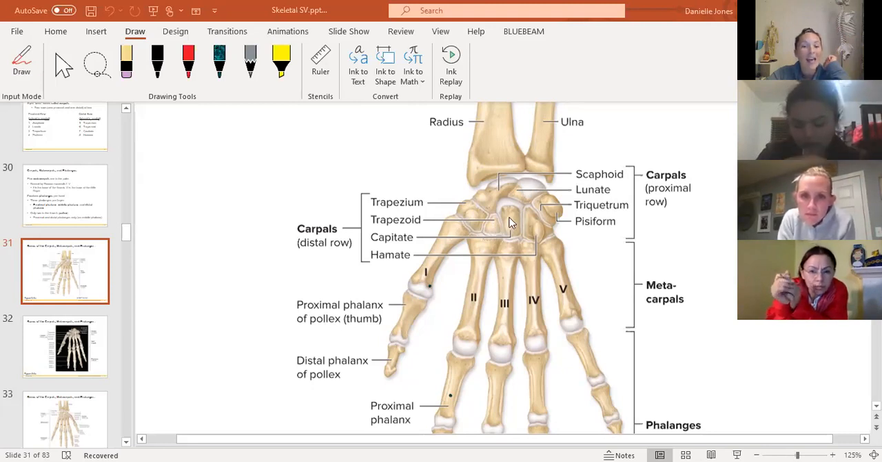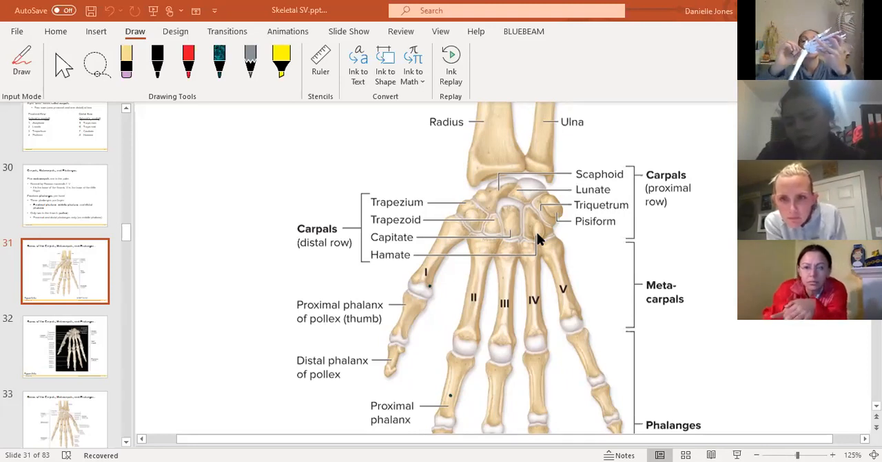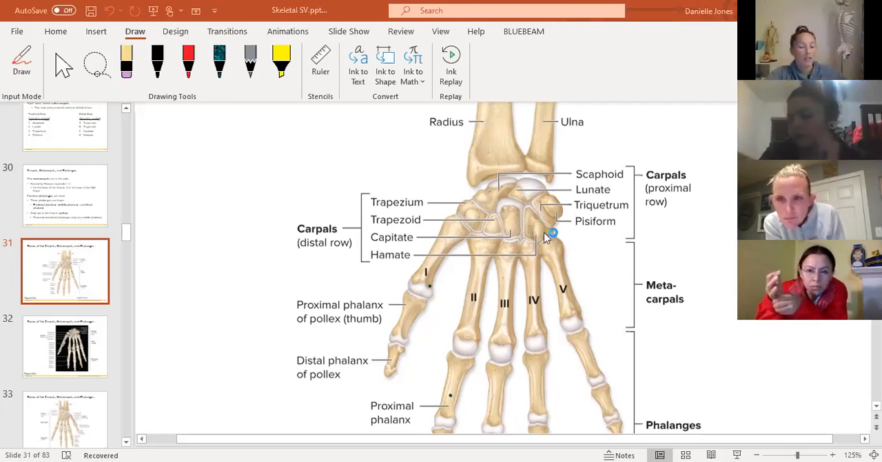Trapezoid, capitate, once again, you decapitate someone, you take their head off. It's long like that. And then hamate. Hamate means hook. You can actually grab the hamate and hold it up. Right here. There it is. I could hold it up just by that hamate, that hook. So it's a little hook that comes right there.